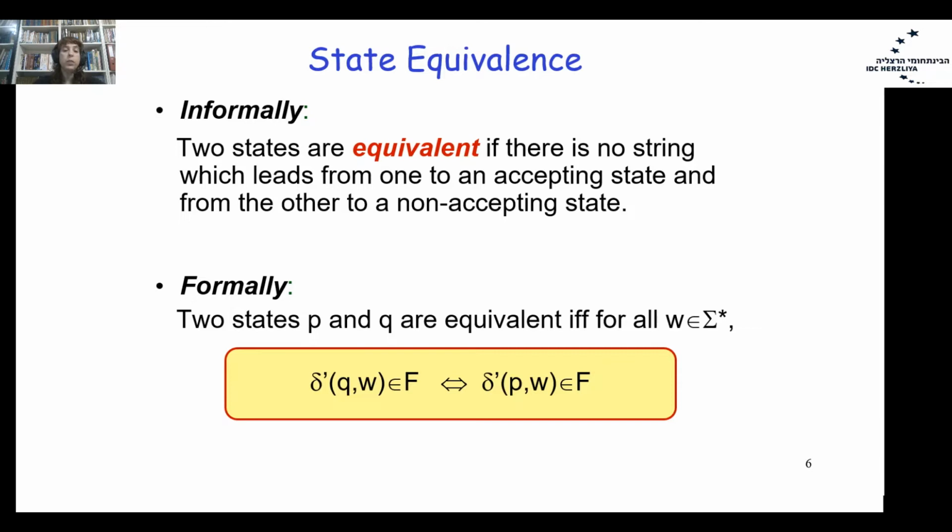The formal definition is the following. Two states P and Q are equivalent if and only if for all words W that belong to sigma star, delta cap(Q, W) belongs to F if and only if delta cap(P, W) belongs to F. Once again, either both states accept W or both states reject W, for each W in the language.